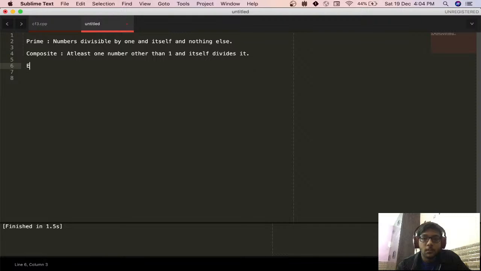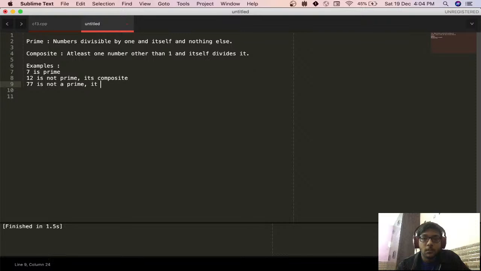Let me give you some basic examples. 7 is prime. Why? Because no number divides 7 except 1 and 7. But 12 is not. Why? Because apart from 1 and 12, we have 2 dividing 12, 3 dividing 12, 4 dividing 12, 6 dividing 12, and lots of other numbers. But we only want at least one number to divide it. So 12 is not prime. It's composite. Let's talk about 77. Is 77 a prime number? No, because we have 7 dividing it, we have 11 dividing it, so it is not a prime.